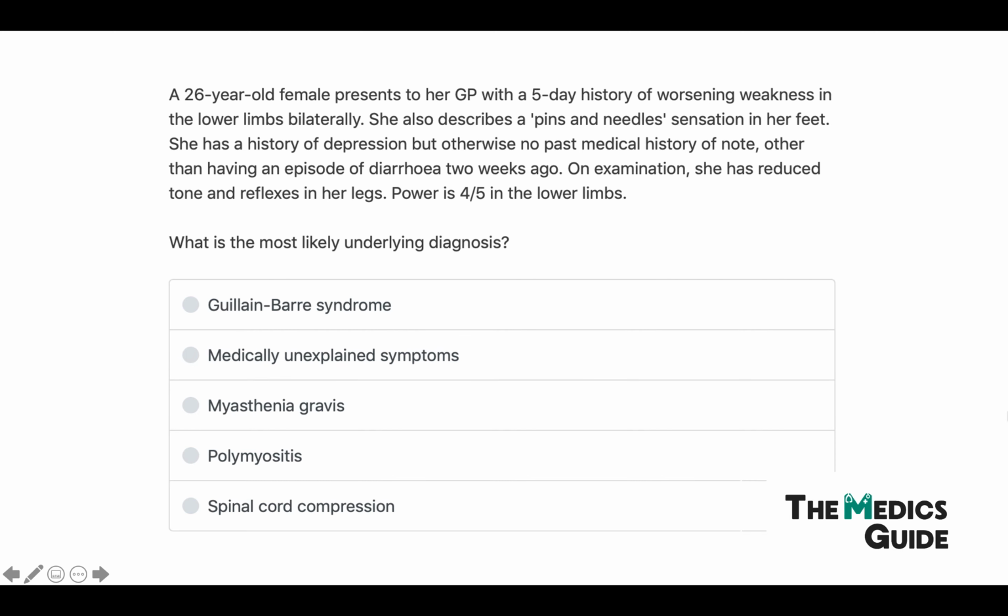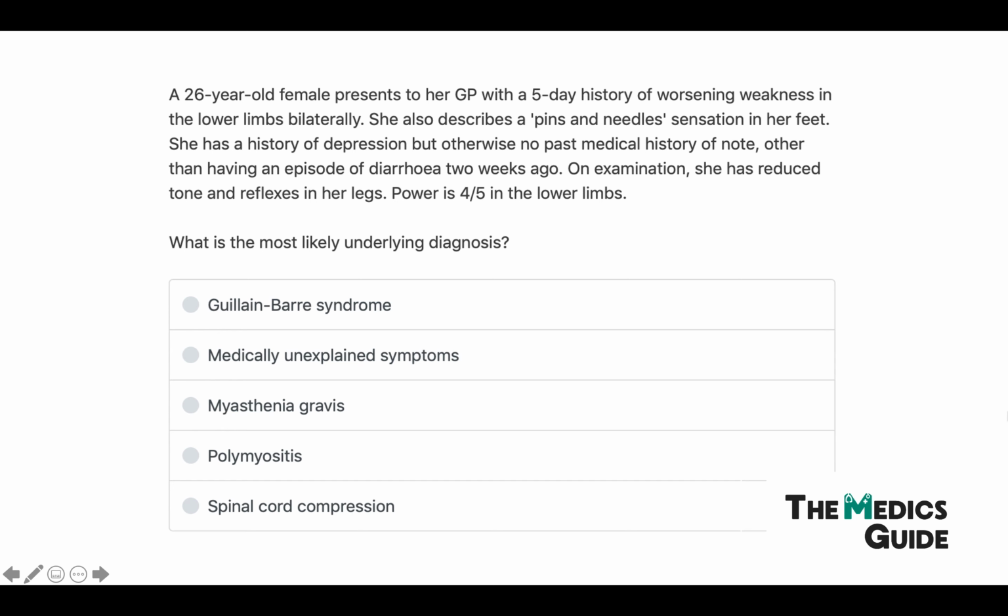So just to end things off, a couple questions as always. A 26-year-old female presents to her GP with a 5-day history of worsening weakness in the lower limbs bilaterally. She also describes a pins and needles sensation in her feet. She has a history of depression but otherwise no past medical history of note, other than having an episode of diarrhea 2 weeks ago. On examination, she has reduced tone and reflexes in her legs, and power is 4 out of 5 in the lower limbs. What is the most likely underlying diagnosis?